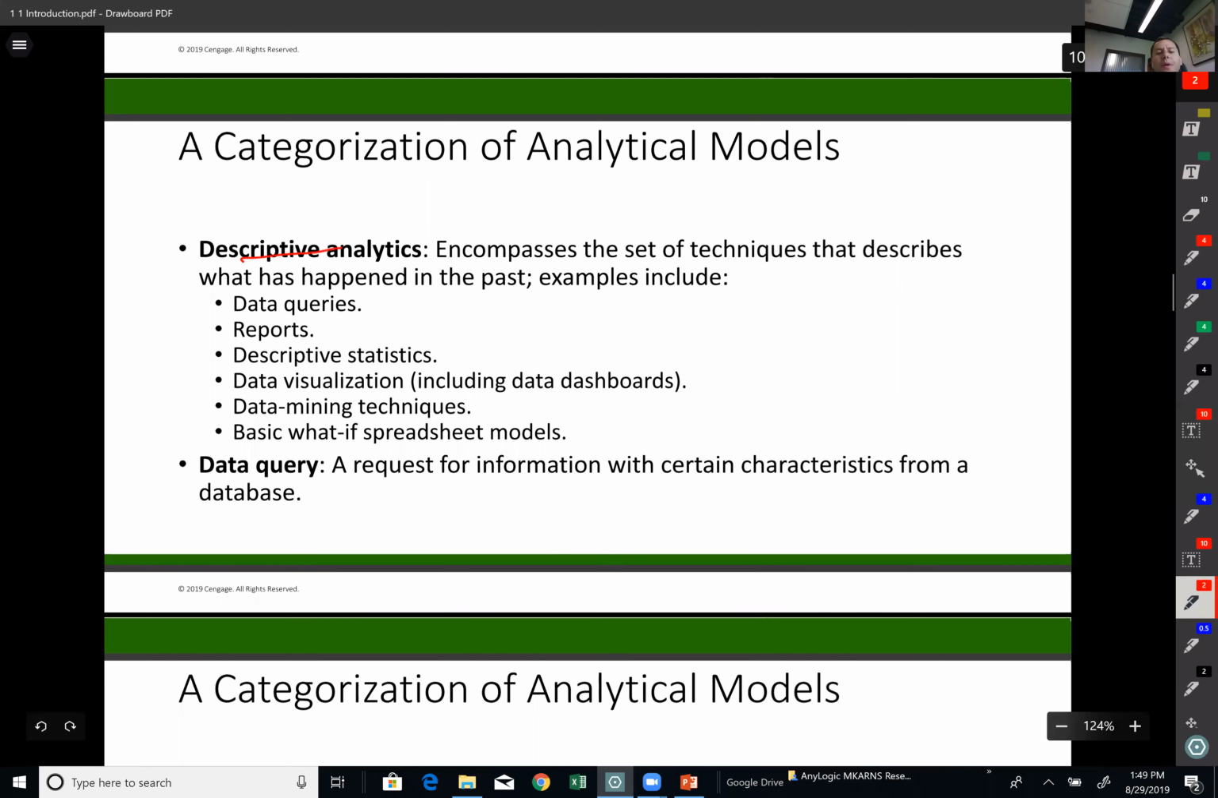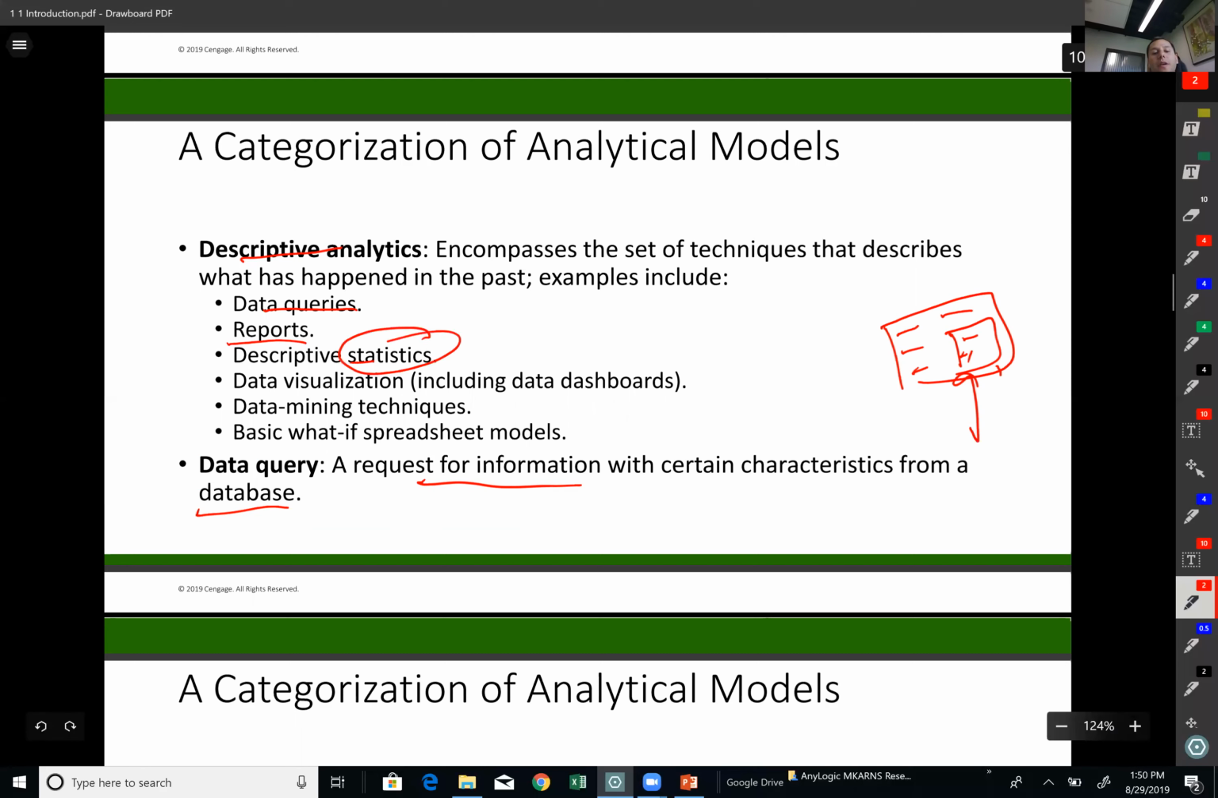So in descriptive analytics, we have data queries. Basically, we request certain types of information from a database. A database is a collection of data. Let's say a company holds all this data, but I really want to have this data. So you just send the code and retrieve that part of the database. And then we create reports to better understand historical data.